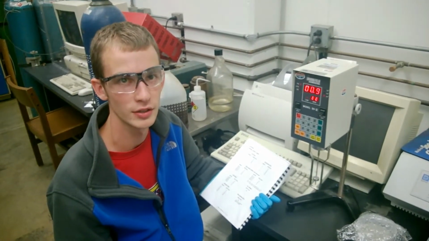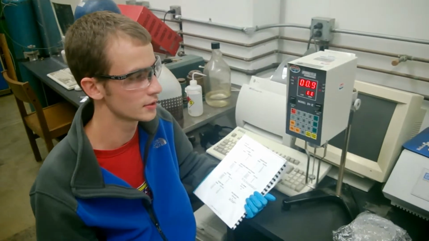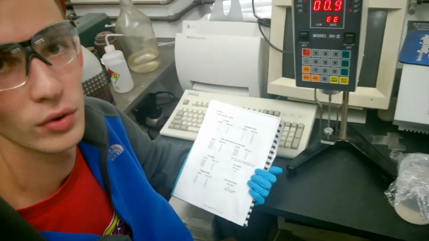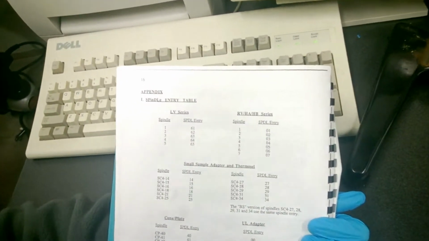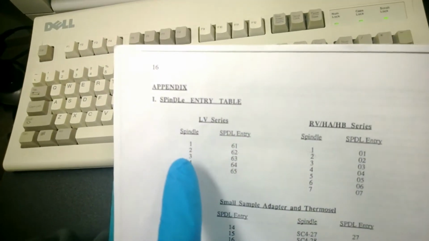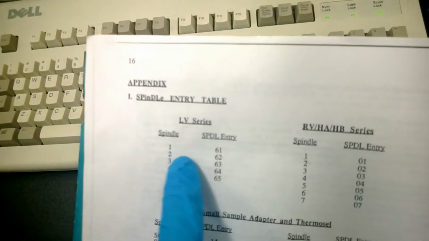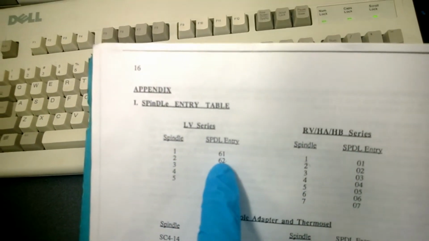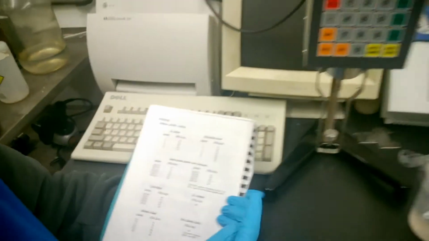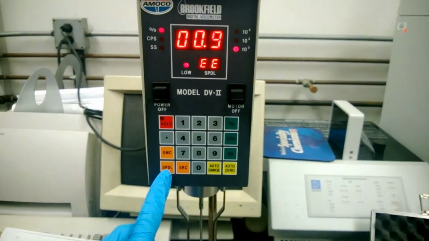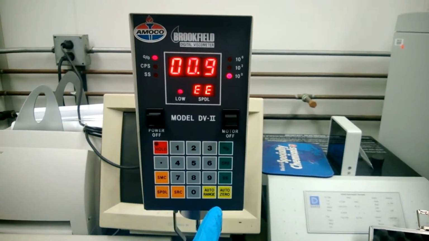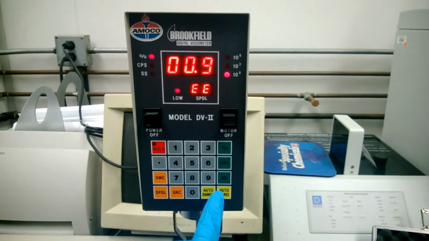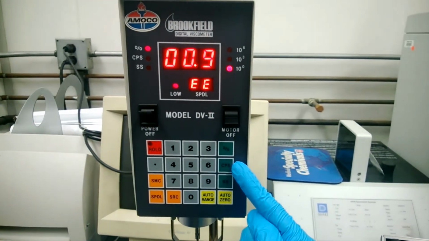After the spindle is securely attached to the viscometer, you'll need to enter the spindle number into the data pad. To find out what number your spindle is, you'll use the data book that's in the lab. In this example, we've used spindle LV2, so that means we must enter 62 into the viscometer. To do that, we will first push the SPDL button, then enter the number, and then choose the units. In this lab, we will use centipoise.